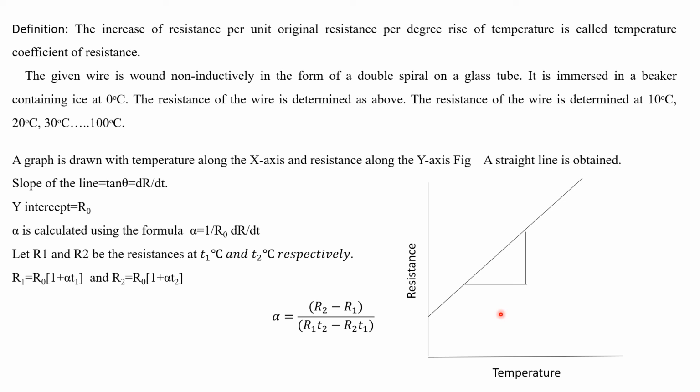Let R1 and R2 be the resistances at T1 degree and T2 degree respectively. R1 is equal to R0 into 1 plus alpha T1. R2 is equal to R0 into 1 plus alpha T2. Taking alpha common, alpha is R2 minus R1 by R1 T2 minus R2 T1. So this is the temperature coefficient of resistance of the wire.